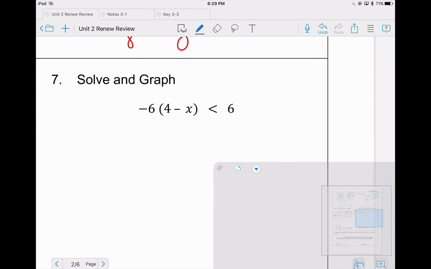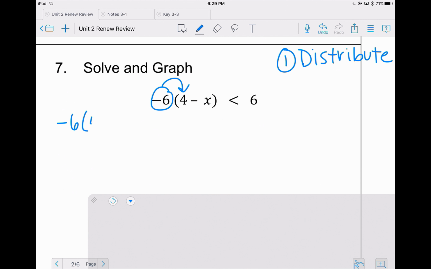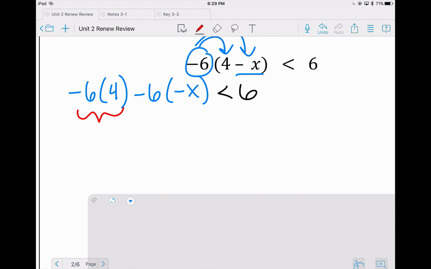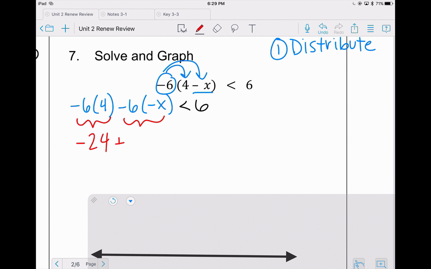Problem 7, my first step here is to get rid of the parentheses. I get rid of them by distributing. So I take -6 and distribute it to 4. And be very careful here. I take -6 and distribute it to -x. The less than 6 stays where it is for now. When I multiply these, -6 times 4 is -24. Be very careful here. -6 times -x, negative times negative is a positive.